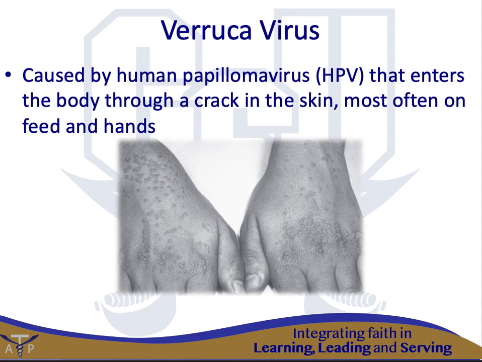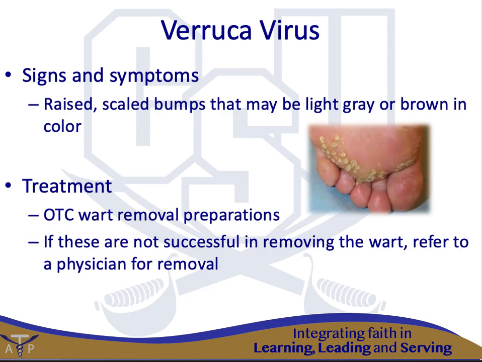Our next infection in the skin is verruca. These are common warts and caused by human papillomavirus, or HPV, that enters the body through a crack in the skin. These can be located anywhere on the body, but most commonly appear on the hands and feet. Signs and symptoms include raised bumps that may be light brown or gray in color with a scaled surface. Some warts on the bottom of the feet are flat and painful due to weight bearing.